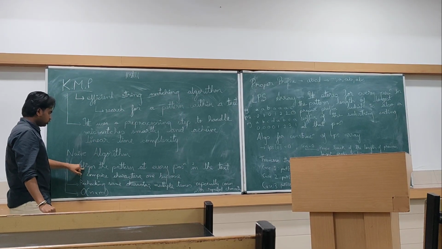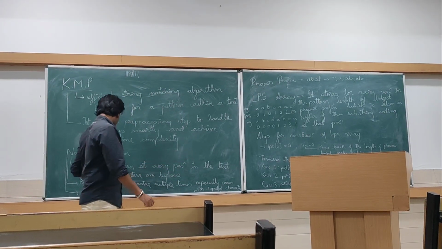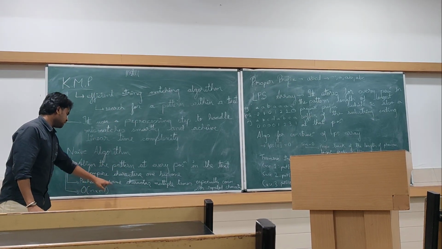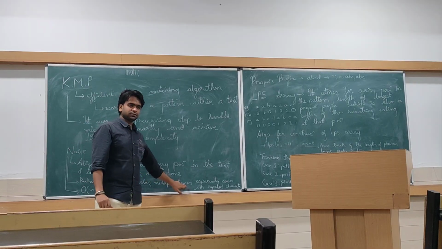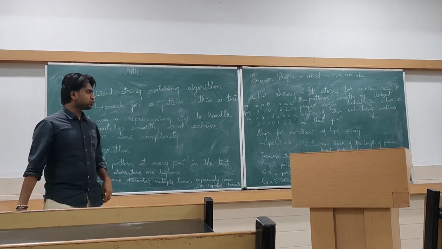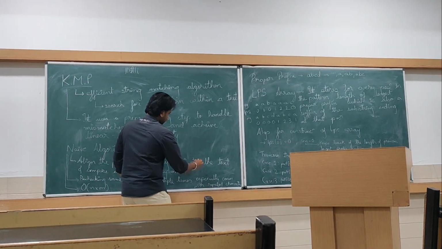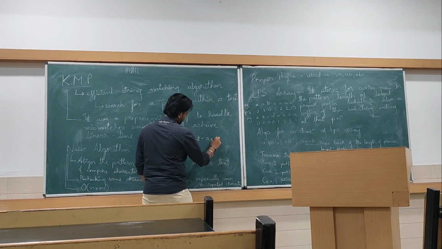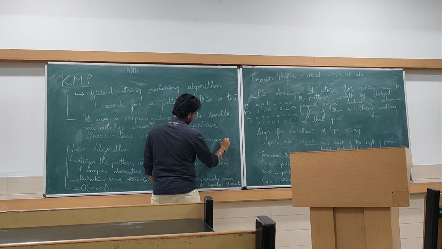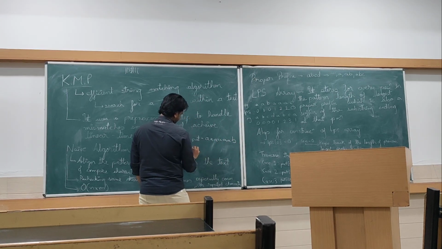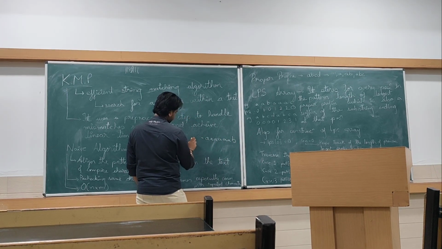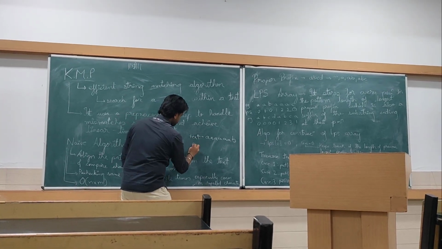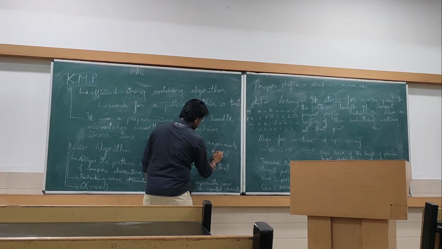So what do you do? You align the pattern at every position in the text and compare characters one by one, right? And rechecking same characters multiple times. So इसके साथ issue क्या करता है? Let's say आपका pattern looks something like this: A, D, right? Sorry, the text looks something like this, right? And your pattern looks something like this.